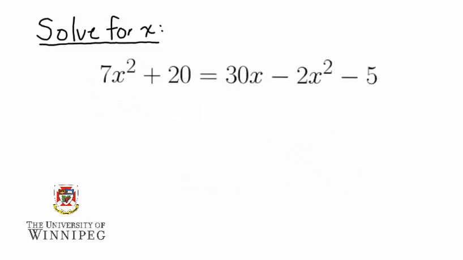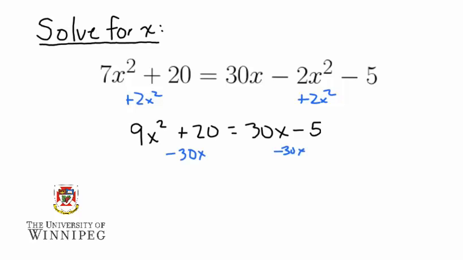Now, what if we have something that's a little bit messier like this? Well, we know it's quadratic because the highest power of our variable x is 2. This indicates what we should do first is try to get this into standard form and see if we can factor the resulting quadratic expression. First, let's add 2x squared to both sides.